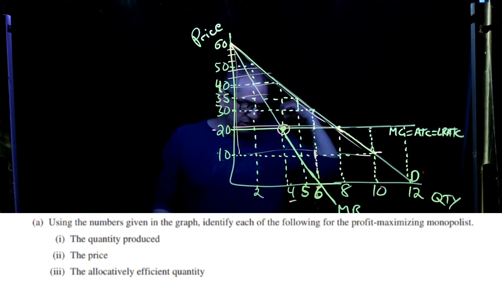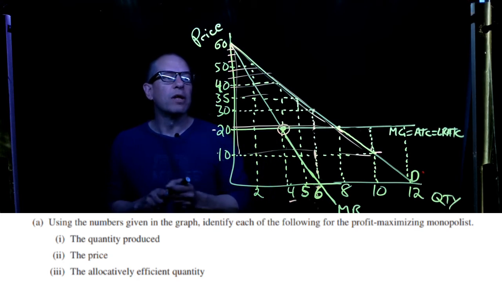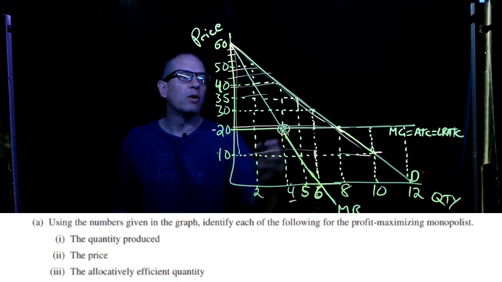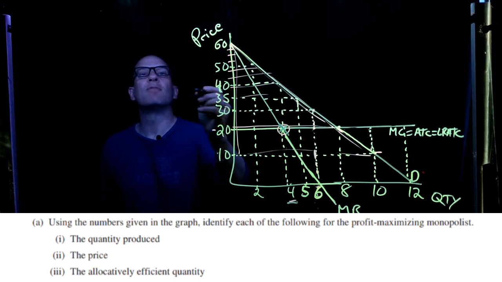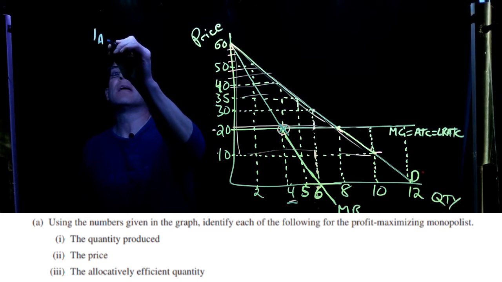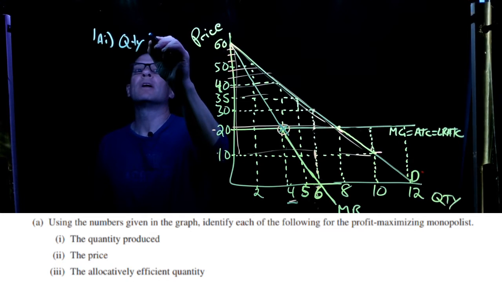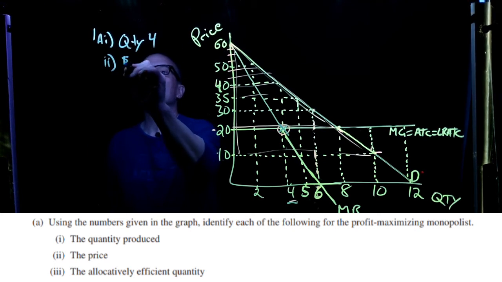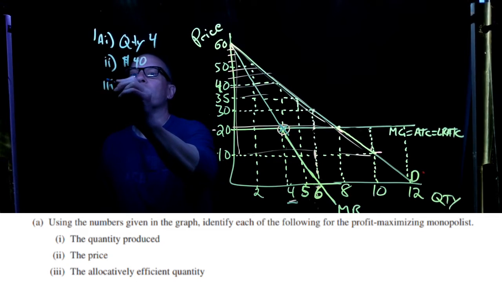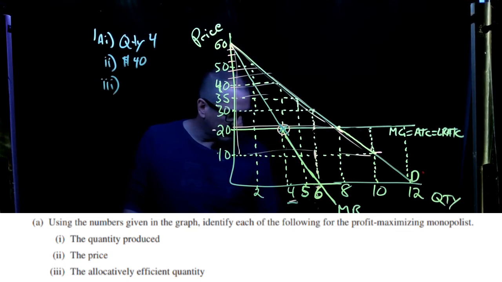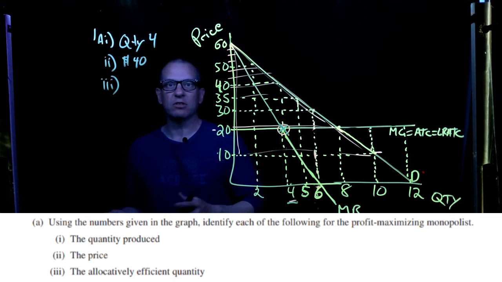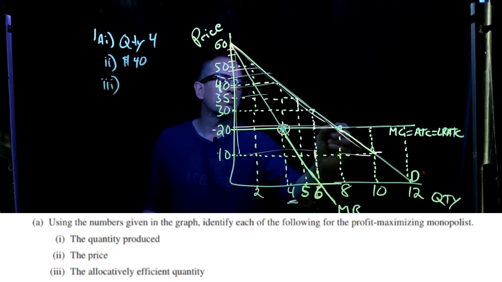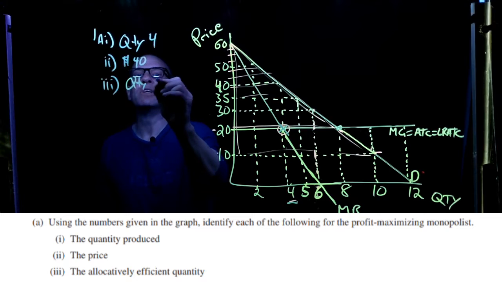So the first one is really basic. It says, using the numbers given in the graph, identify each of the following for the profit maximizing monopolist, the quantity produced. Well, they're going to produce at this point right here where MR equals MC. So that's going to be a quantity of 4 and a price of 40. So for 1A1, quantity is 4. For 2, the price is 40. For 3, it asks the allocative efficient quantity, and for something to be allocative efficient, we want to make sure that the marginal cost equals the demand, and that's going to be at this point right here, so that quantity is going to be 8.